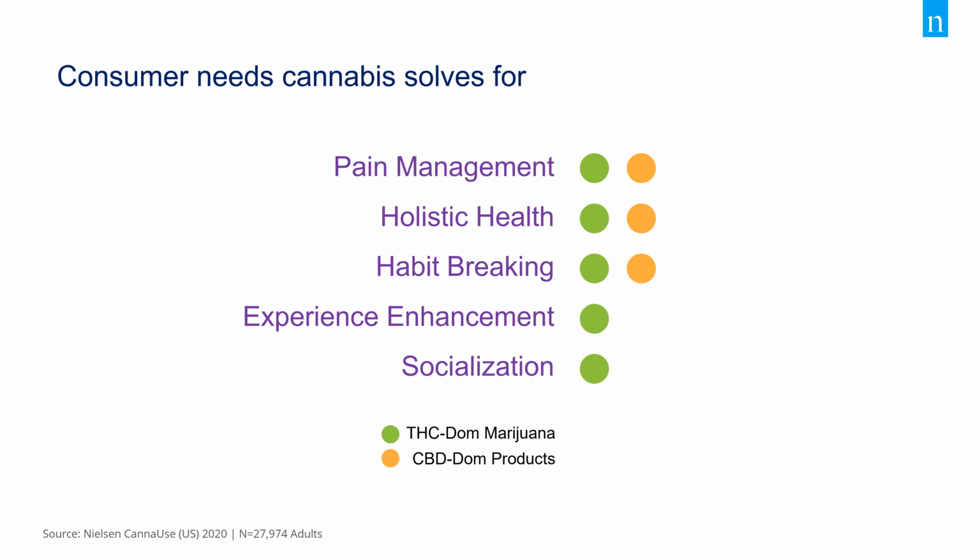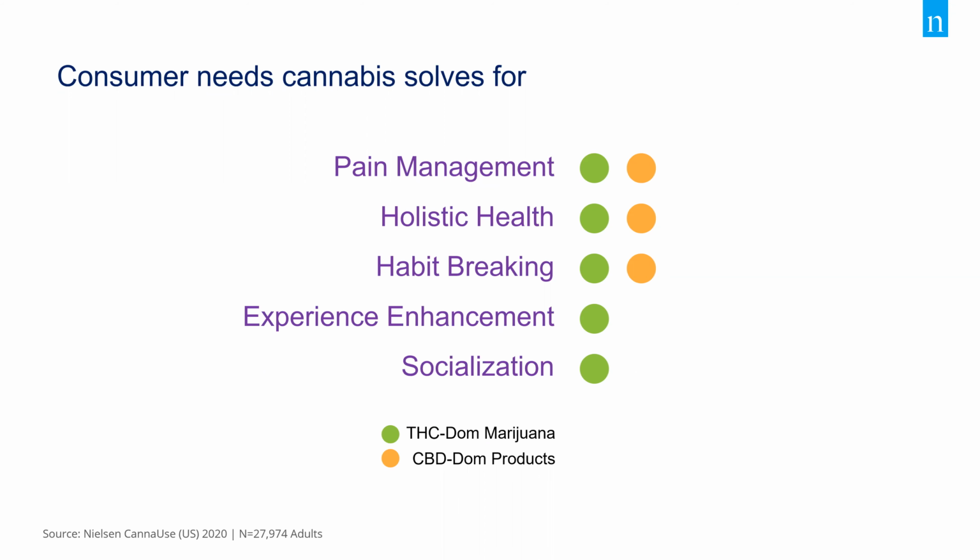But for experience enhancement, you could absolutely understand why people would want to use a THC dominant product during this time. You can only watch Kimmy Schmidt so many times or The Office reruns so many times before they start to get a little bit old. Same thing when we talk about holistic health. So people looking to cannabis products to help with things like anxiety or sleep or other mental health issues that may be exacerbated during this time of uncertainty.